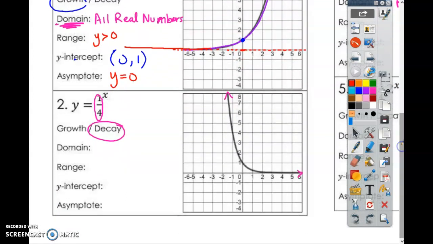So let's do problem number 2. What's the domain for problem number 2? All real numbers.